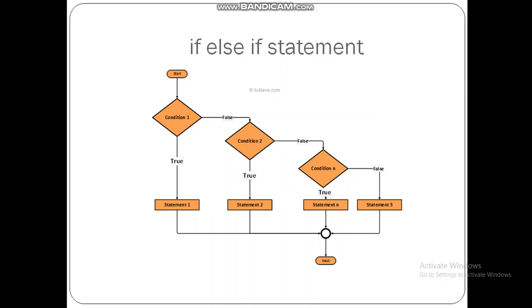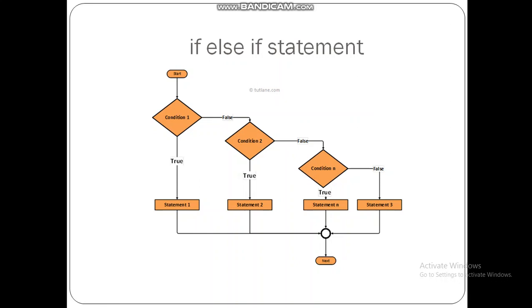So similarly, suppose there are 3 conditions available, then there will be condition 1 and condition 2, and the next part will be else, and then we are going to come out of the loop. So if the last condition is also false, we are going to execute these statements, after which we are going to come out of the loop and end the if else if statement.